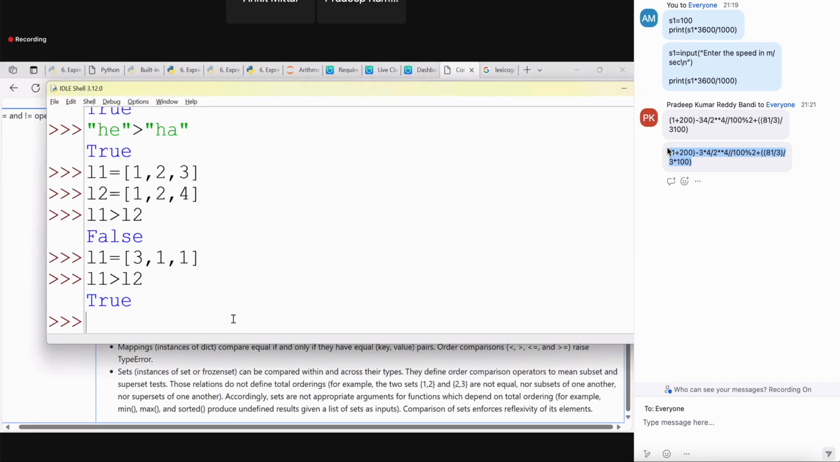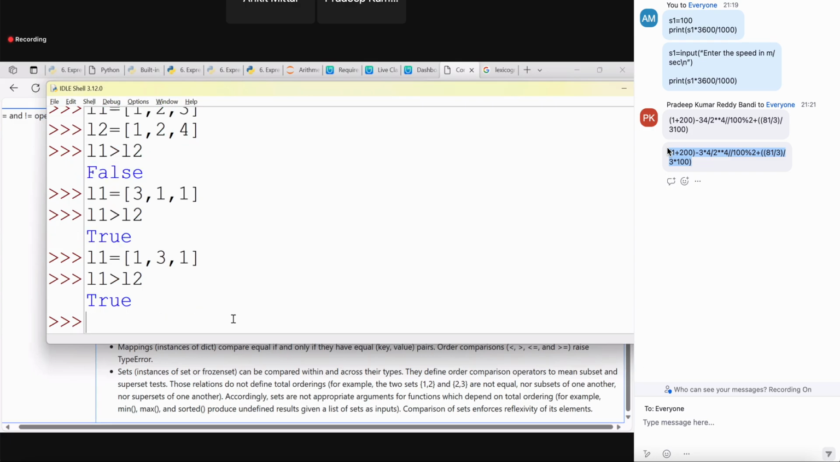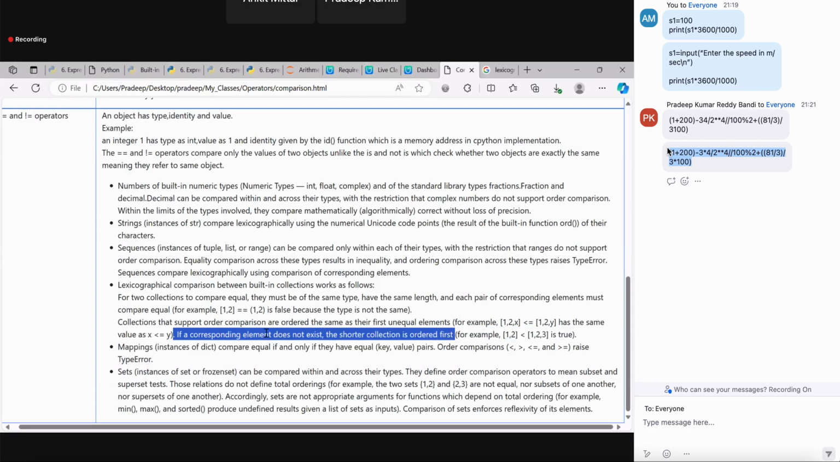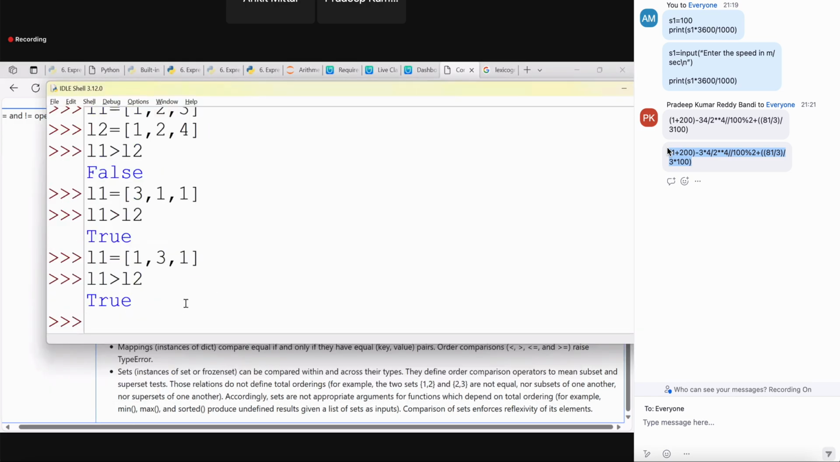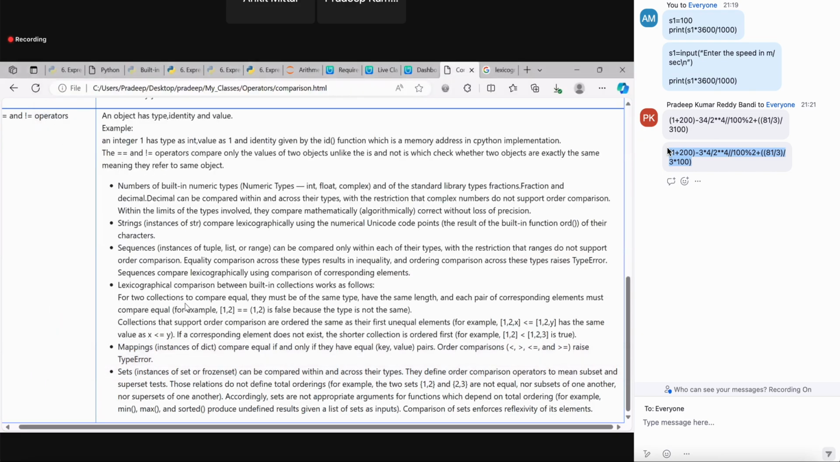So we can make it like L1 equal to 1, 3, 1. If the corresponding element does not exist, the shorter collection is ordered first. So if it is missing, the shorter collection is smaller. So 1, 2 is less than 1, 2, 3. It also says equal length, right?